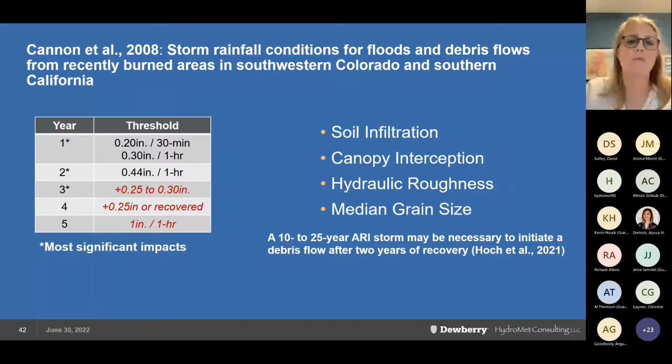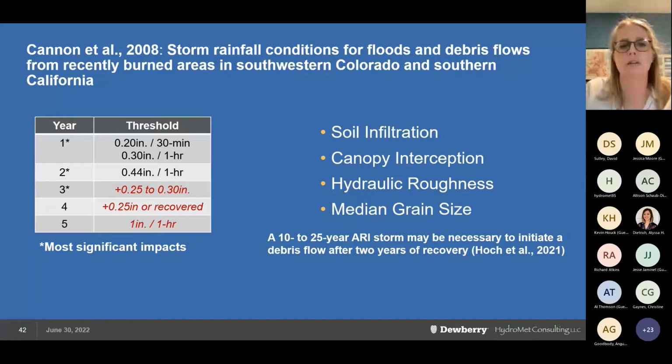And there are really 4 things that contribute to this intensity duration recovery. The first is the soil infiltration. Typically after your first year, if you've had a severe burn, your soils become hydrophobic and they will just go straight into runoff. You also have canopy interception. This has to do with the vegetation canopy, hydraulic roughness. And then this last one's very interesting. It's the median grain size. That typically has to do with how much soil there is to wash away before you reach the bedrock. And across various burn areas, all of these play a different role. So it really varies burn to burn.